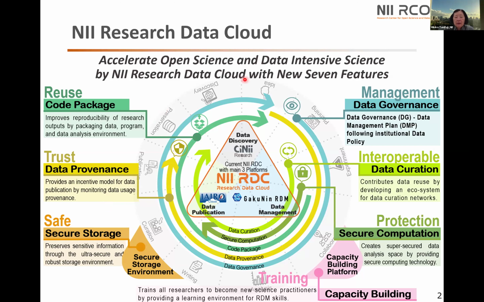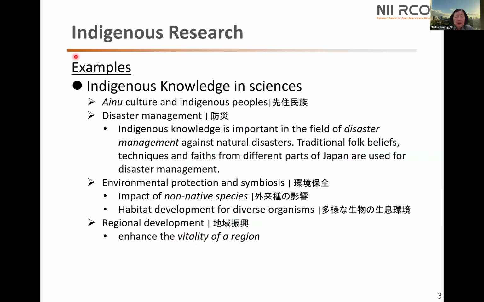So those seven functions, almost half of them are coming into service, and the rest are still being designed or discussed with research communities. Now, I would like to move on to indigenous research examples in Japan. One perhaps well known is the Ainu culture, as an indigenous people's history, culture, and also other knowledge, such as nature and environment. That sort of information has so far not yet come to our open science platform. But there is research ongoing, and we hope that they join us.